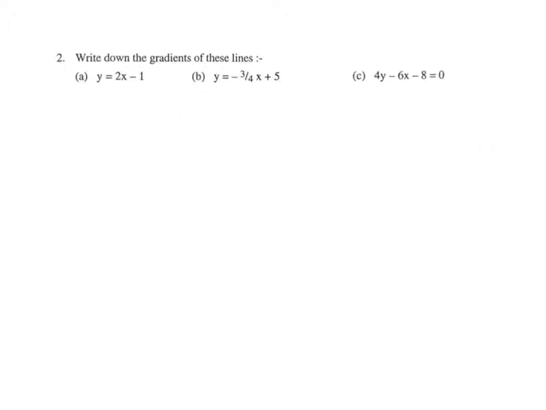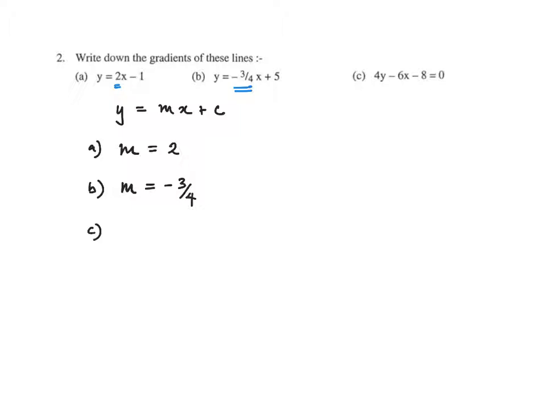The standard form for the equation of a straight line is y equals mx plus c. So if we look at y equals 2x minus 1, it's in standard form, so the gradient is 2. The gradient is not 2x, the gradient is 2. For part B, it's also in standard form. The gradient is minus 3 over 4.